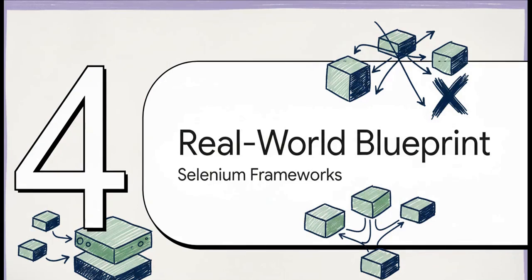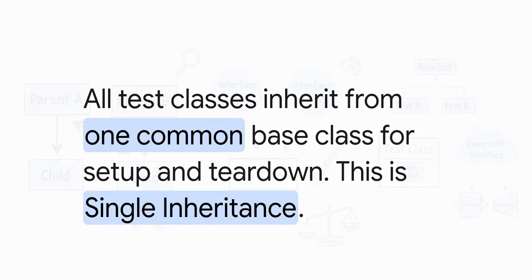All right, theory's great, but what does this look like in the real world? Let's actually pull back the curtain and see how these ideas form the blueprint for a real testing framework, like one built with Selenium. This is how the software you use every single day gets tested. So first up, every single test is built on one solid foundation. There's usually a class called BaseTest, and all the other test classes inherit from just this one parent. That's single inheritance used for all the common stuff like opening a browser before a test runs and closing it when it's done. It's simple, it's clean, and it's super efficient.